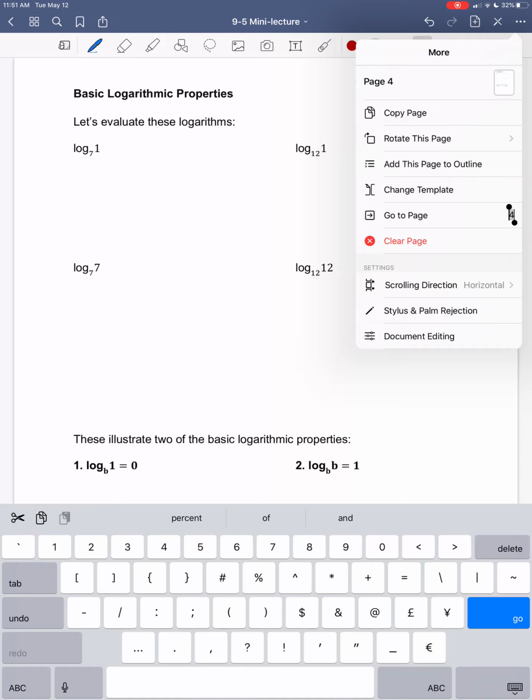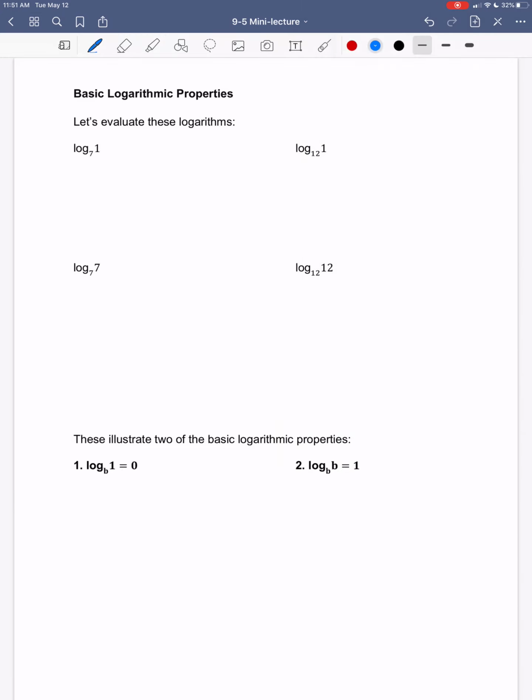Just a couple things here. There's some basic properties we have. These are pretty easy logarithms. We do them the same way. We just say 7 to what power is 1. Well, to take a power and get 1, that has to be 0. But then that works for any base. 12 to what power is 1? Well, that has to be 0. And so what that really shows down here in number 1, the log base b of 1 is always 0. Whatever base, it doesn't matter what base b is. If you're taking the log of 1, you always get 0.